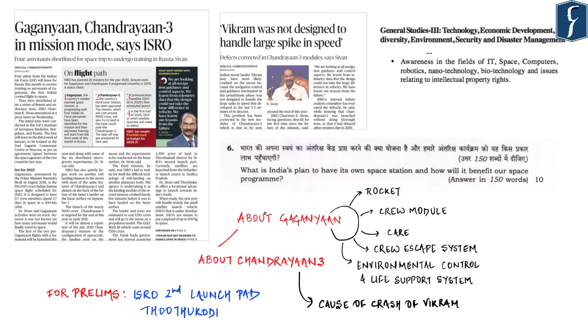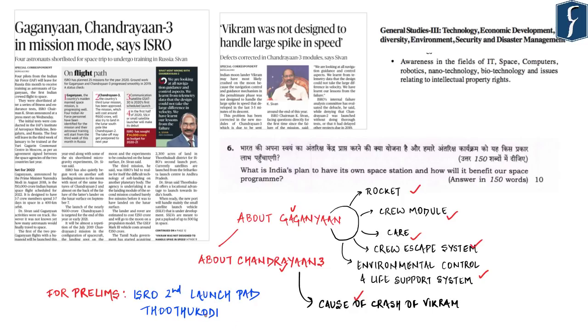So, what we shall do is that we will first understand what Project Gaganyaan is all about and what its various components are, mainly the rocket, crew module, crew escape system, as well as the environmental control and life support system. Then we will understand what Chandrayaan 3 is going to be and what were the causes of failure or the crash of the Vikram lander under the Chandrayaan 2 mission.